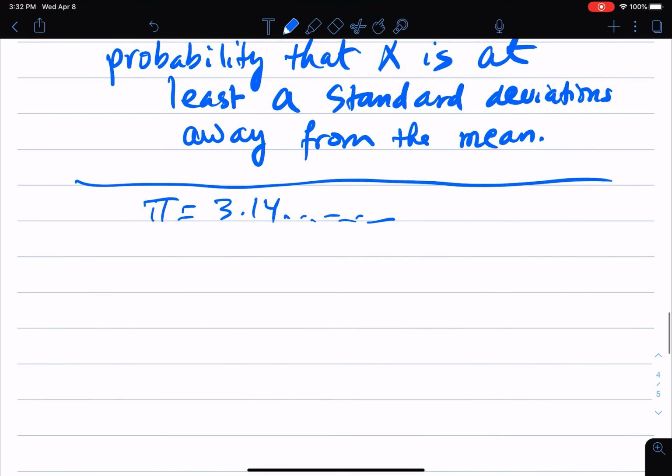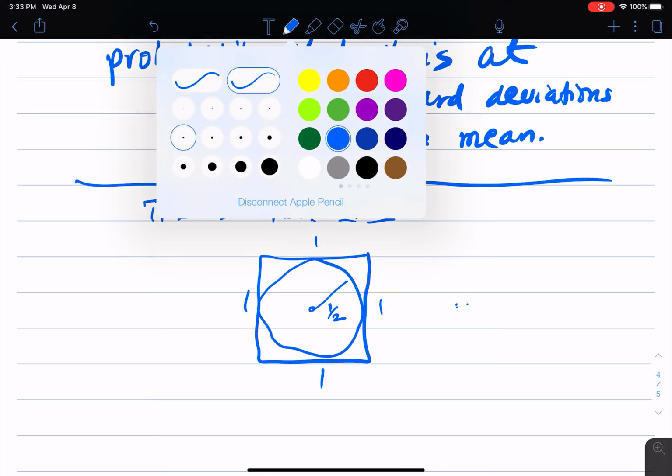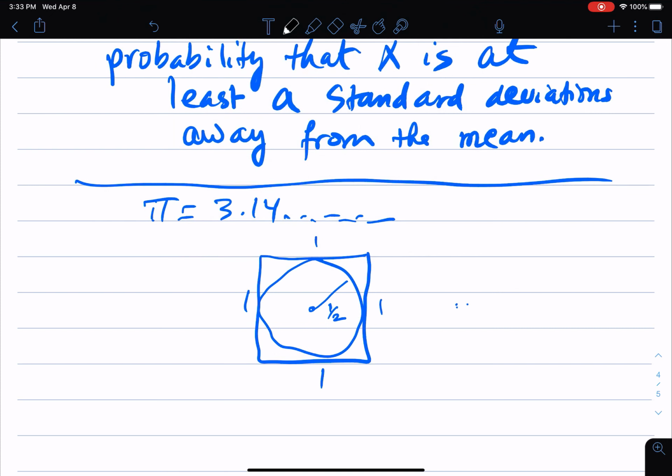Well, one simple way to do it is, imagine that you have a square with the sides of the square being 1, each side is 1, and you have a circle. I'm terrible at drawing circles here, but suppose I have a circle that touches all the sides of this square. So the radius of this circle is 1/2. If we look at the area of the circle, it's pi r squared, so it's really pi times 1/4. And the area of the square is 1.